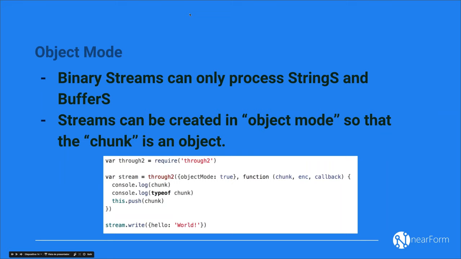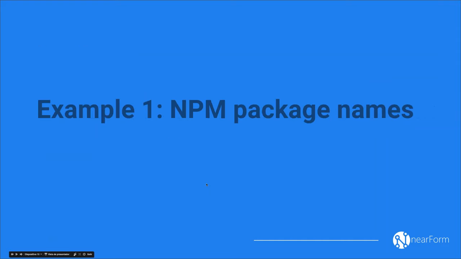So another interesting characteristic of the streams is the object mode. All the streams in Node.js by default work with strings and buffers. Streams can be created in object mode, as you can see down below in the code snippet. We just need to pass objectMode to the constructor, and we are using here a library called through2, which we are going to talk about later, but it's no other thing than a constructor wrapping the constructor of the streams. And now, if we run this example, console.log of the chunk will be exactly this object that is passing here, and the typeof will be object rather than string or buffer. So now we have one example.